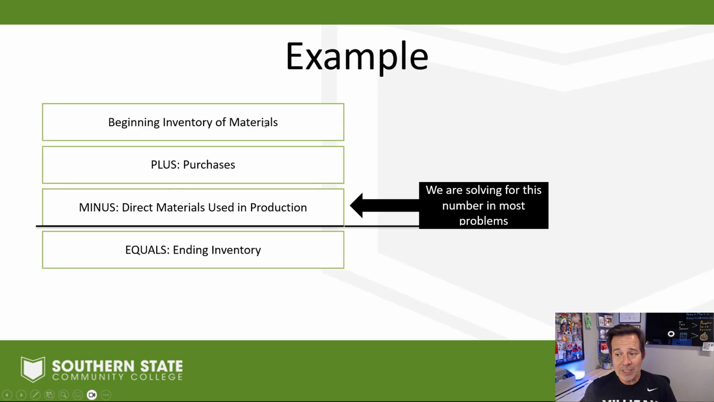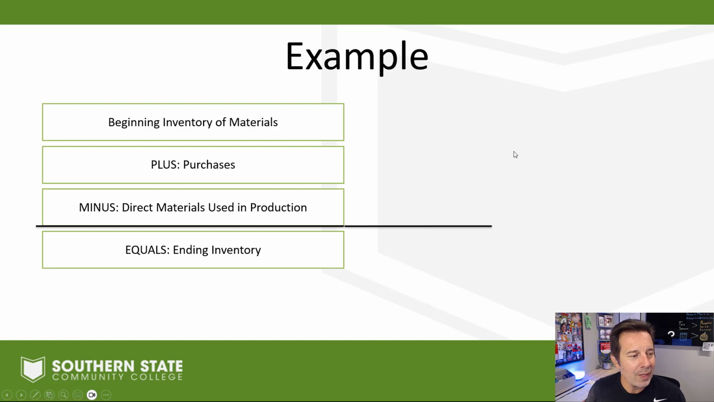Beginning inventory of materials plus what they bought. We're going to be figuring direct materials used in production. We're going to take those two, add them together, subtract out that ending inventory. The difference has to be what was used up.